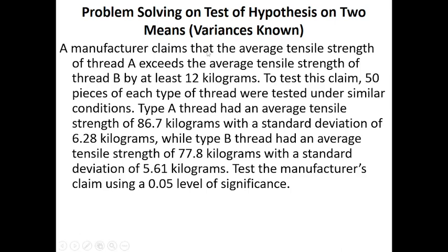So let's see. As you notice, this is a test of hypothesis on two means. So we have here two means, means of two populations, wherein variances are known. Okay? So the variance of each population is known. No?